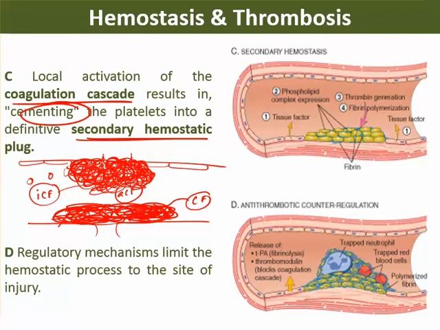Understand? So this is about hemostasis. We have two concepts here: primary hemostasis and secondary hemostasis. Primary hemostasis is by platelets. Secondary hemostasis is by activation of clotting factors.